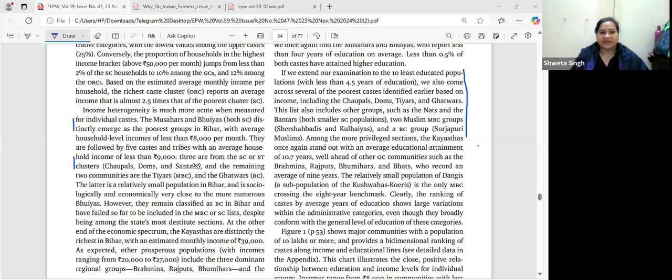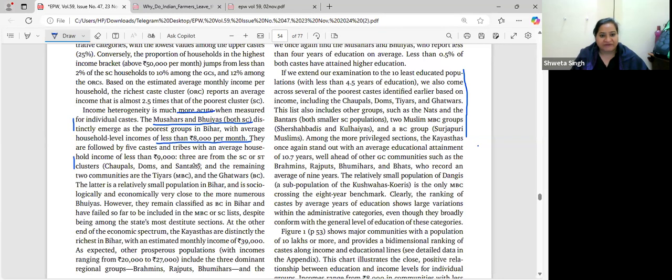See another interesting fact. Income heterogeneity is much more acute amongst whom? Mushars and Bhuiyas. Both are scheduled caste and they are the poorest groups in Bihar. Their income is less than 8,000 per month. Again, another interesting fact further when we are talking about.